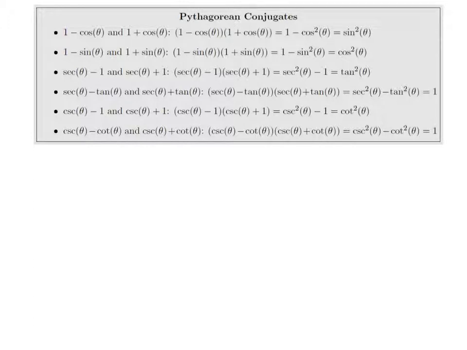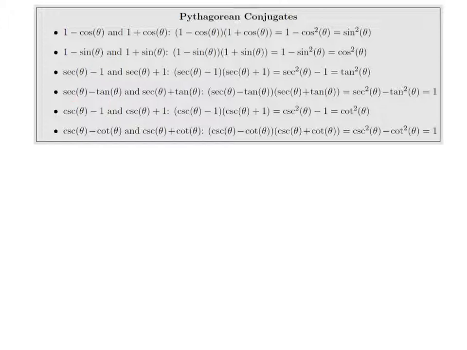Pythagorean conjugates. If you have a 1 minus cosine theta and you multiply by a 1 plus cosine theta, magic happens in the form of you get a fundamental Pythagorean identity. In this case, conjugates multiply together. You will FOIL these. First is 1, outer and inner products cancel, and then you get minus cosine squared, and this equals sine squared. So if you have a 1 minus sine or a 1 plus sine, and you multiply by the other conjugate, then again this fundamental Pythagorean identity magic happens.